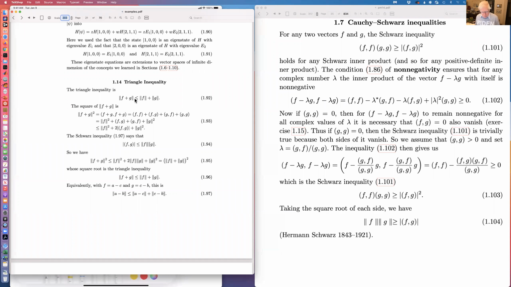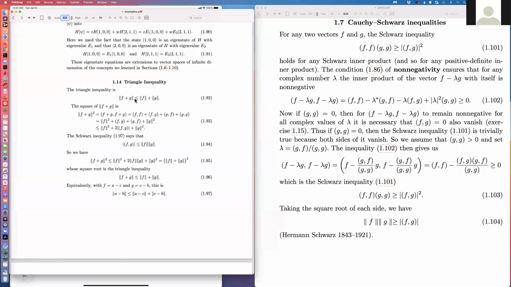Let me do it in blue here. If you have a vector here, f, and then you add to that another vector, g, the sum of those two lengths is less than the length of f plus g.